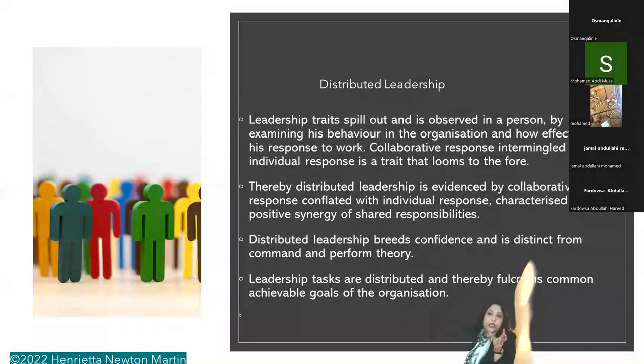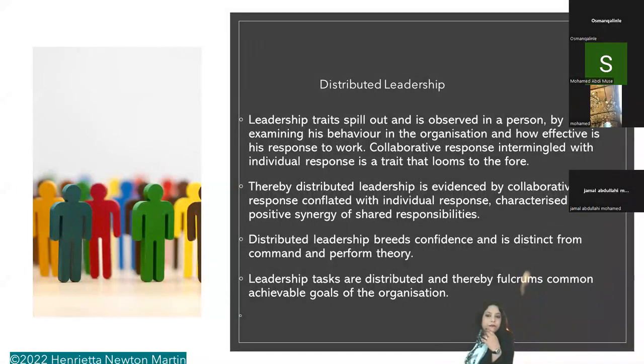Now, distributed leadership would mean collaborative response intermingled with individual response. And that is a trait that looms to the fore, or that is a trait that is manifest clearly, or which is really seen in the distributed leadership model. I'm repeating, collaborative response, where together they respond.